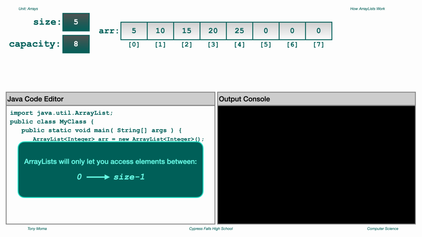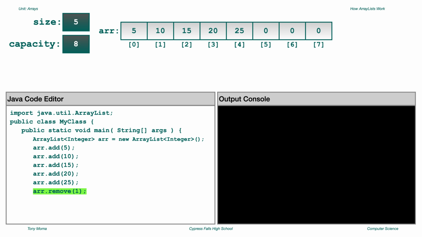So even though our capacity is 8, since the size of the array list is 5, the highest we can go is 4. That's the highest index we can access. And that goes for the get method, the set method, any method that requires accessing values at a certain index. All right, now that we know removing at index 6 is not possible, suppose we try to remove the value at index 1, which is a valid index.